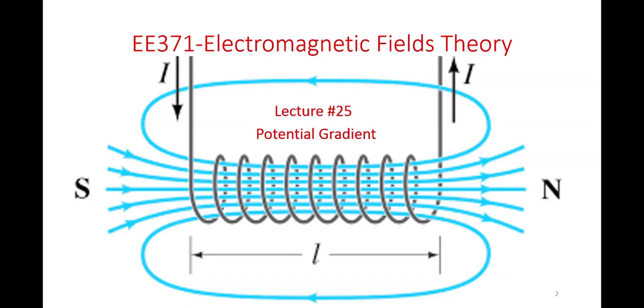EE-371 Electromagnetic Fields Theory, lecture number 25. The topic of this lecture is potential gradient. In today's lecture you will understand what potential gradient is and how to use the potential gradient to convert the integral form of potential into differential form.